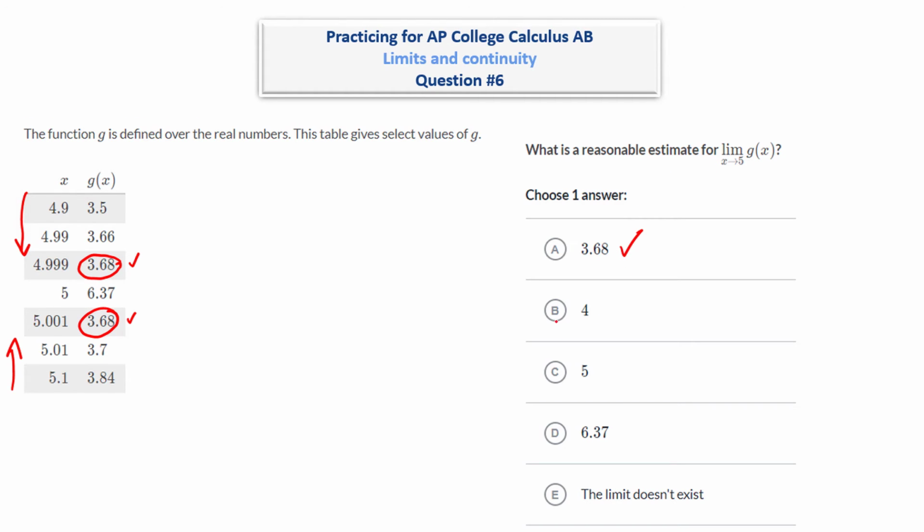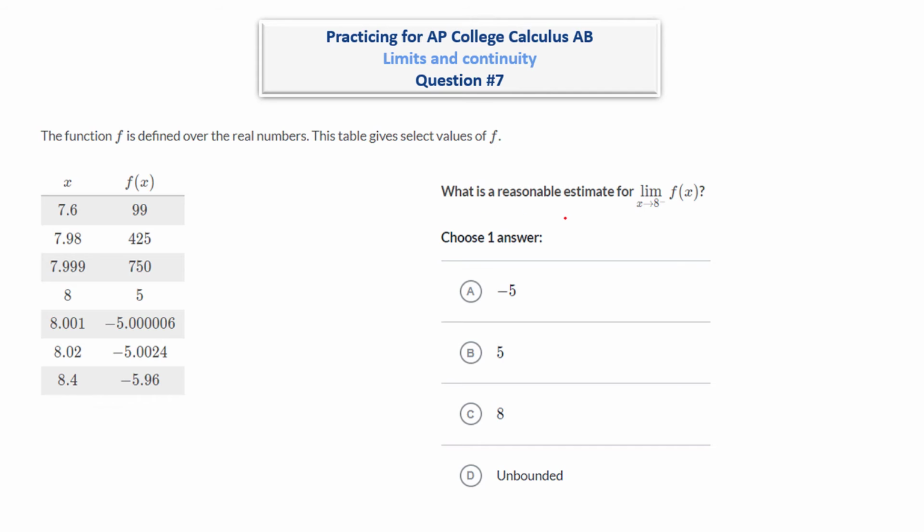As we have the same limit from the right and from the left, we can conclude that a reasonable estimate is 3.68. Question 7. What is a reasonable estimate for the limit of f(x) as x approaches a from the left? When we look at our table and we approach the values of x from the left, which is this part in here, we notice that the values of f(x) are increasing at a higher rate instead of approaching a specific value. When that happens, we can conclude that our limit is unbounded.